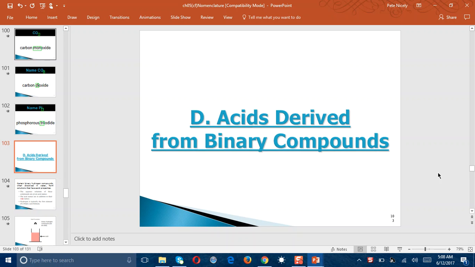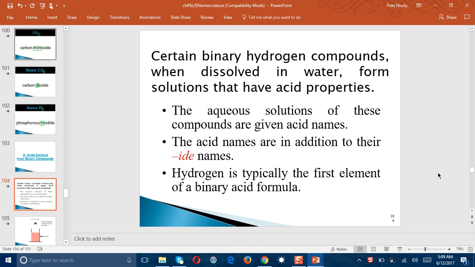So let's talk about how we deal with naming acids that are derived from binary compounds. These are binary compounds which contain hydrogen, which was the subject of the short video I posted before this one. When binary hydrogen compounds dissolve in water, they form solutions that have acid properties. Acid properties are a different topic. I don't want to get into it right now, but you can just assume this is what's going to happen. There are certain properties associated with acids, which we will talk about later on.